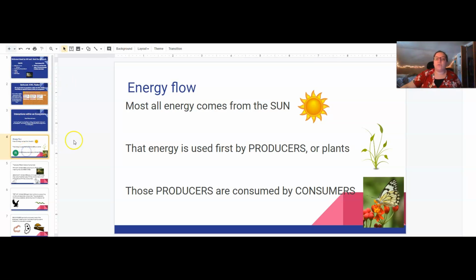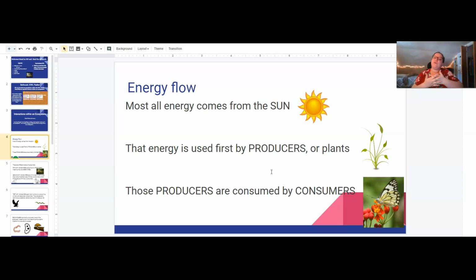So first, we have to know where energy in an ecosystem comes from. Most all energy comes from the sun. Okay, so for the purposes of this, we're going to say that our energy is entering the ecosystem through the sun. That energy is first used by producers or plants. That's why most plants are green. They're doing their photosynthesis, the chloroplast. So producers goes the sun, and then producers are the next level of an ecosystem food web.